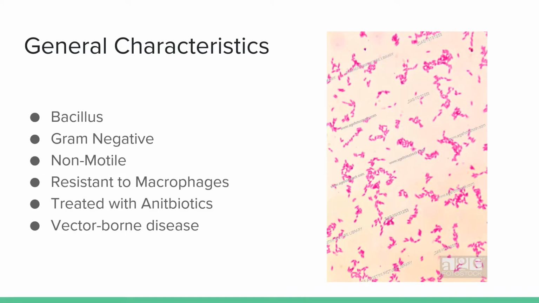The general characteristics of this pathogen is that it is a bacillus, a gram-negative bacteria. It is non-motile and is resistant to macrophages, which are usually found in the immune system and aid in killing bacteria such as this. But it is resistant. If it is diagnosed, it can be treated with antibiotics.